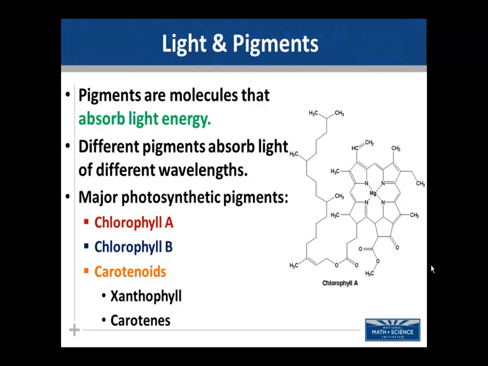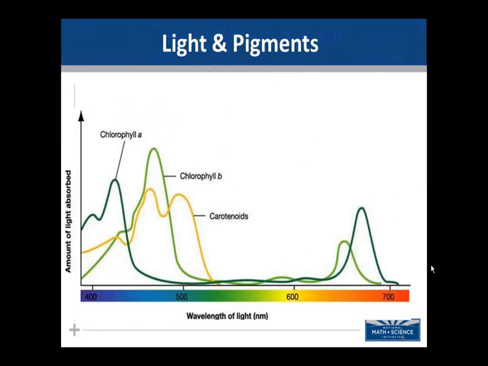Chlorophyll A is our major one, and that's what you see here on the right hand side. That's the molecule of chlorophyll A, excuse me. We also have chlorophyll B, which differs slightly in structure. And then we have the carotenoids, and the carotenoids include xanthophyll and the carotenes. And hopefully you can see the advantage of having multiple pigments. So an example would be, chlorophyll A absorbs wavelengths of light. Well, let's move on and we'll talk about this.